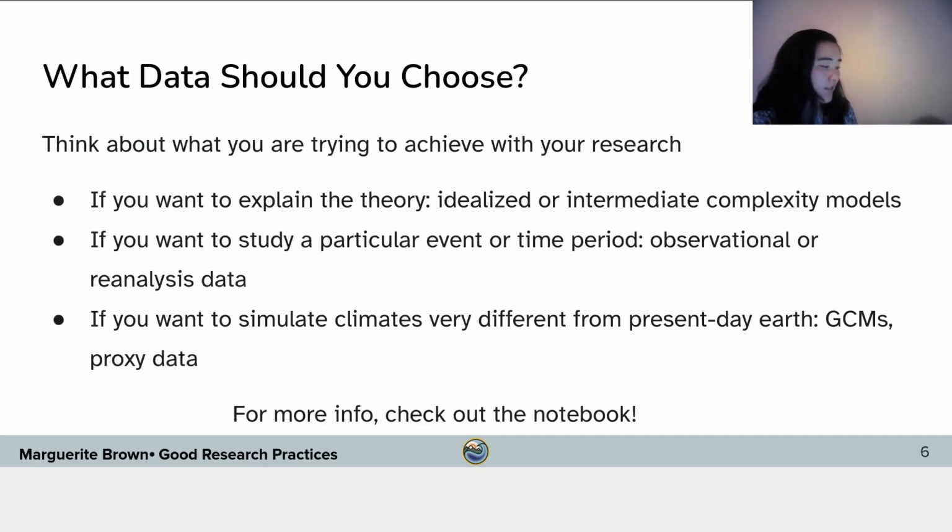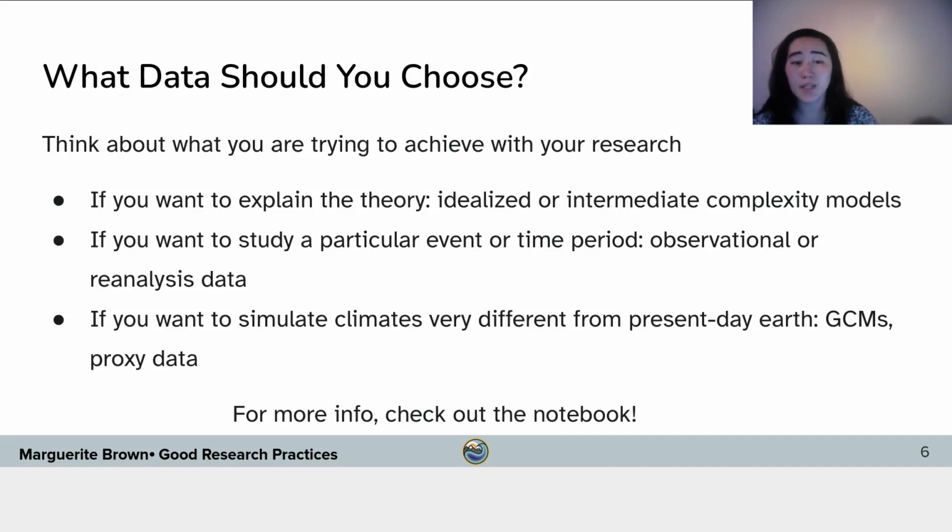So when you're doing your own research, what data should you choose? I would recommend thinking about what you are trying to achieve with your research. If you want to explain the theory behind a phenomenon, an idealized or intermediate complexity model might help you the most. If you want to study a particular event or time period, observational or reanalysis data might help you more.